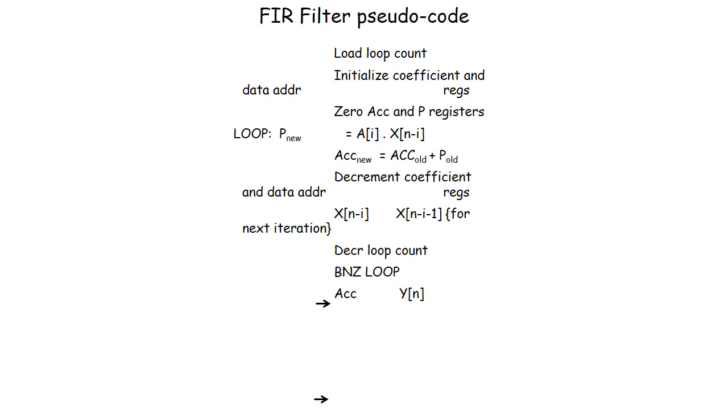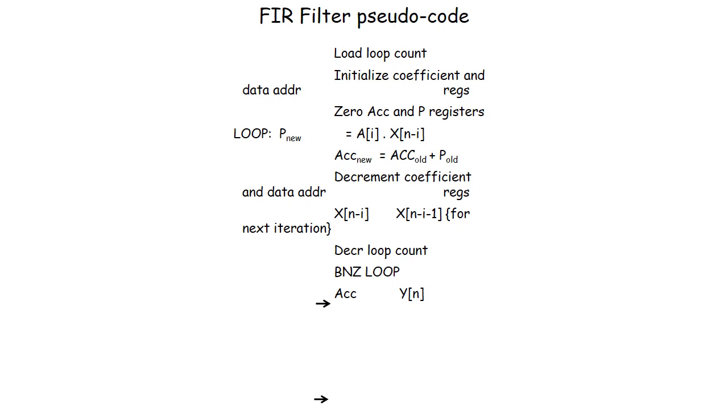Next, FIR filter pseudo code. So the load loop count will be the data adder, and we initialize the coefficient and registers. In the loop, P new is accumulator and P register equal to a of i into x of n minus i. So accumulator new is equal to accumulator old plus P old. So decrement the coefficient registers and data adder. So that should be shown as x of n minus i, that is x of n minus i minus 1, for the next iterations. So decrement loop count is known as the DNZ loop.